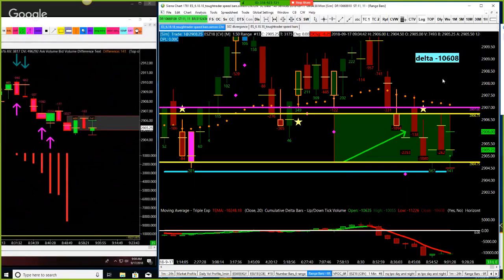Again, you see how we're working against that 2.907, right? Biggest delta here at the bottom, these two. I want to see it close back above, really a close back into 2.907 for the long side trade.